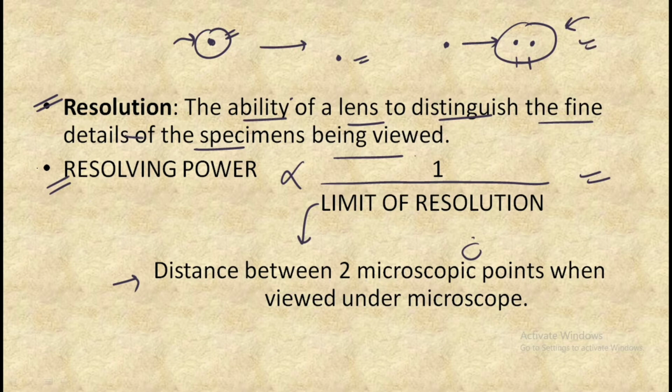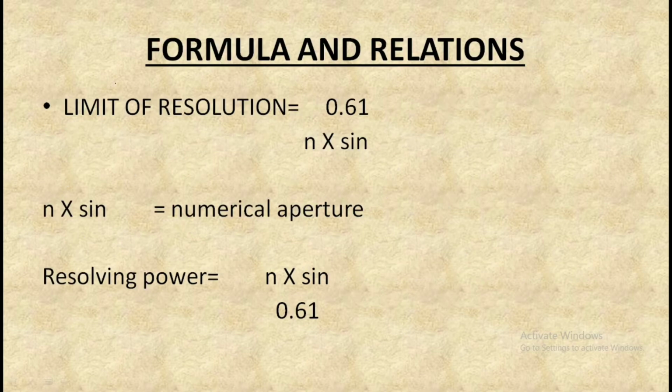Make sure you remember this relation, that is, the resolving power is inversely proportional to the limit of resolution. That is, when the resolving power increases, the limit of resolution decreases. Or in other words, when the limit of resolution increases, the resolving power decreases. So these are the formulas for calculating the various variables.